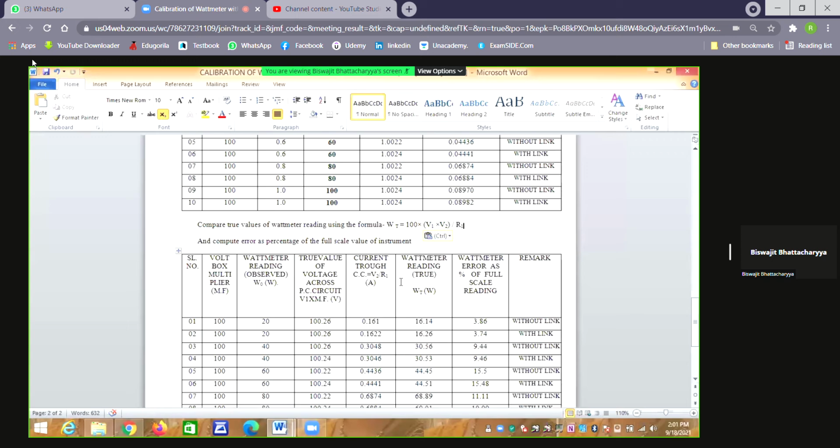So the wattmeter reading is the multiplication of the two things. You multiply, you get that. The observed wattmeter reading is 20 watt, but the actual reading is 16.14. It is without link.